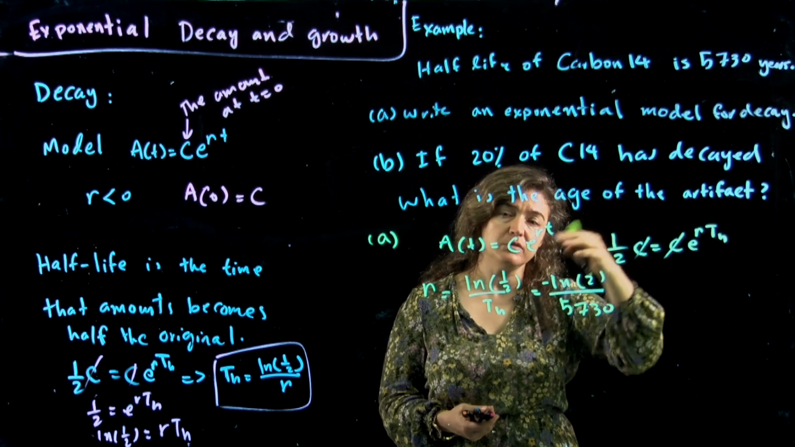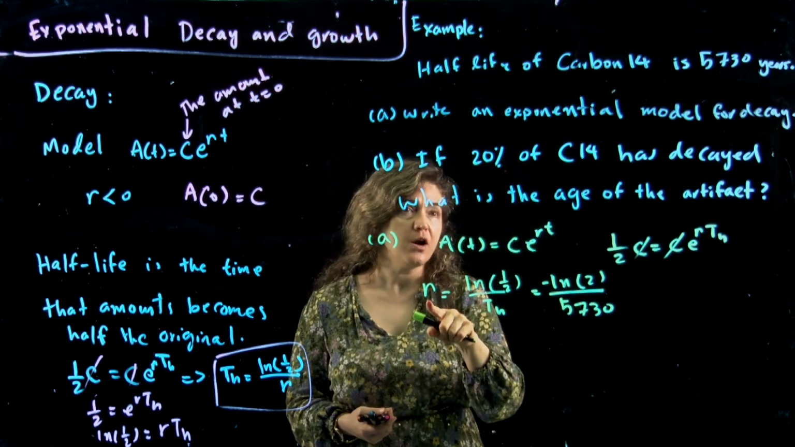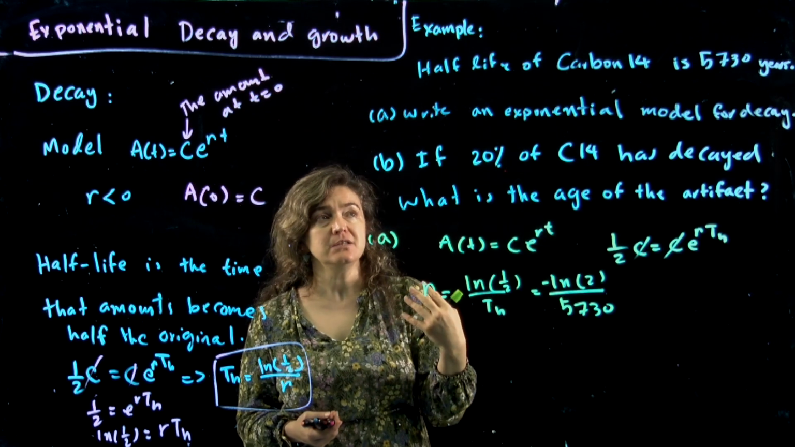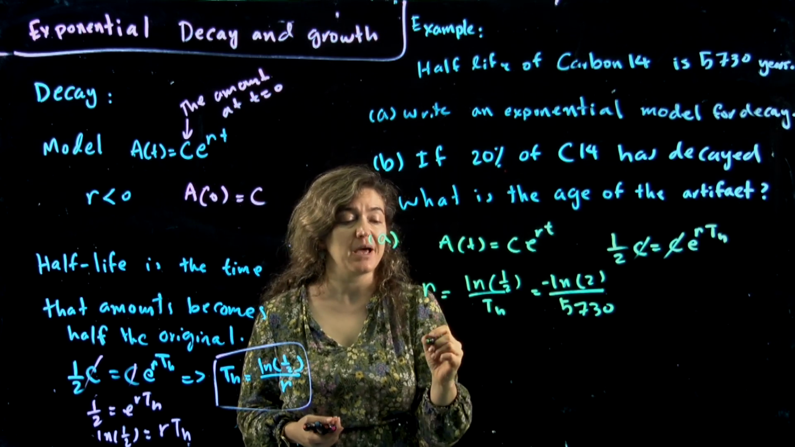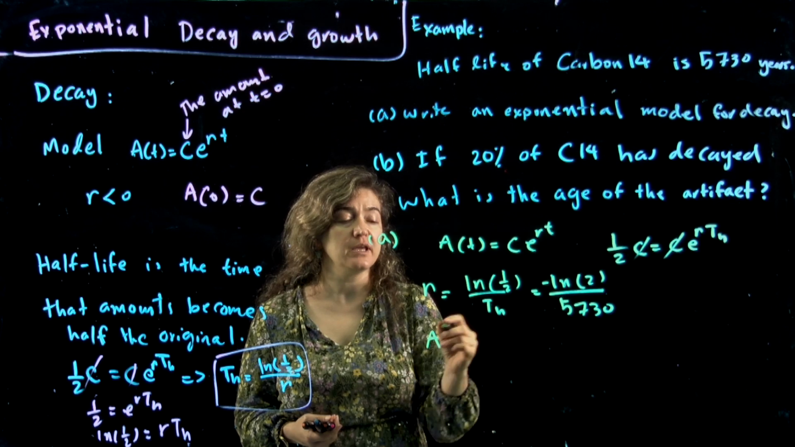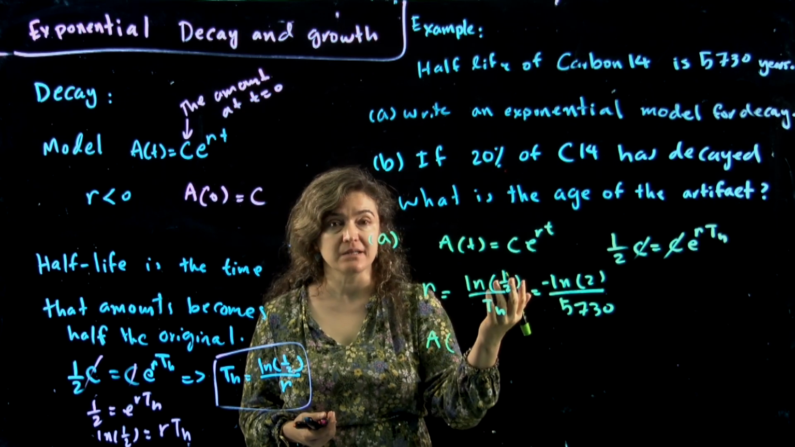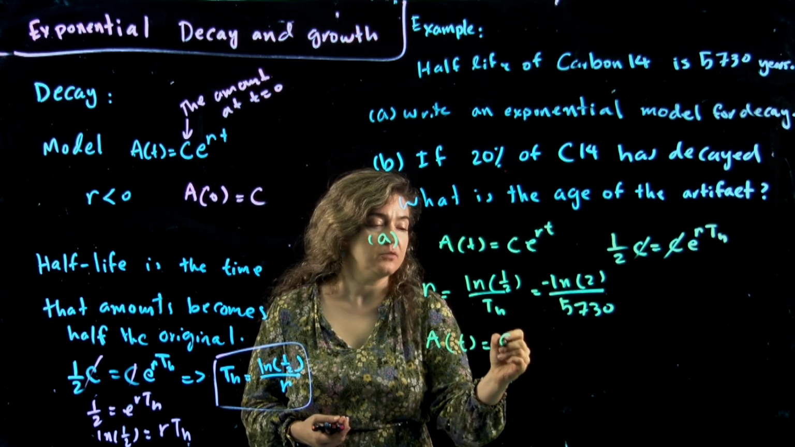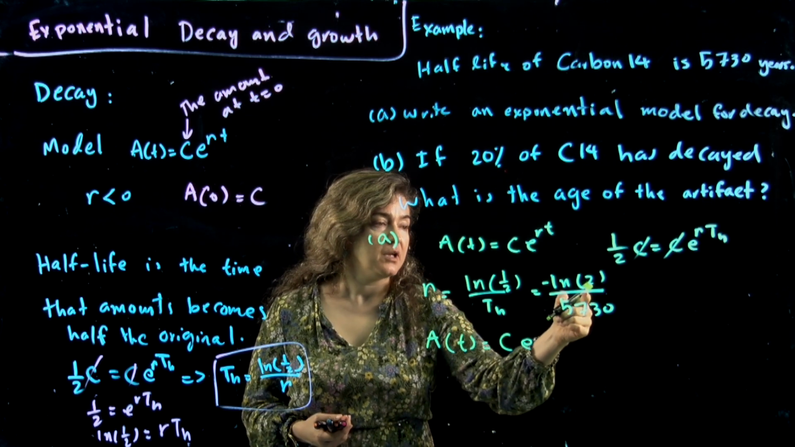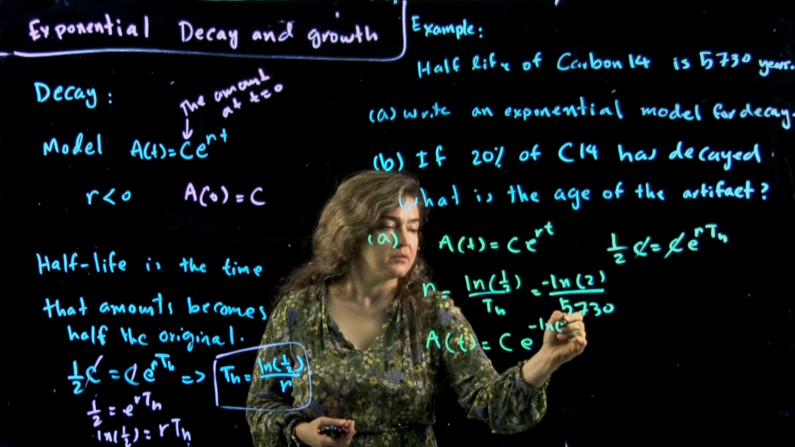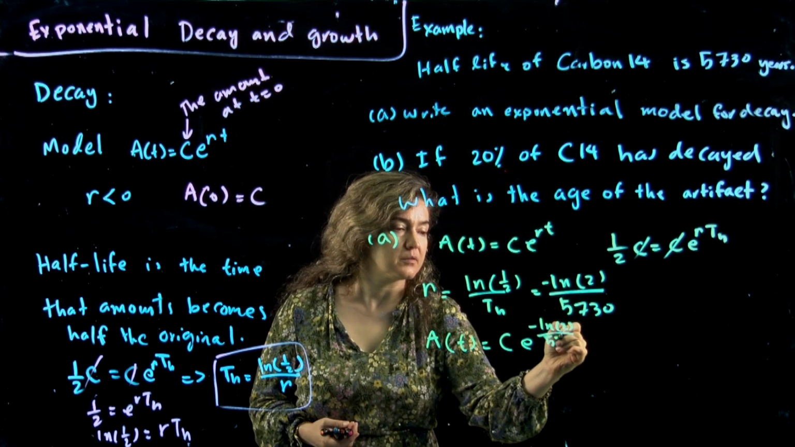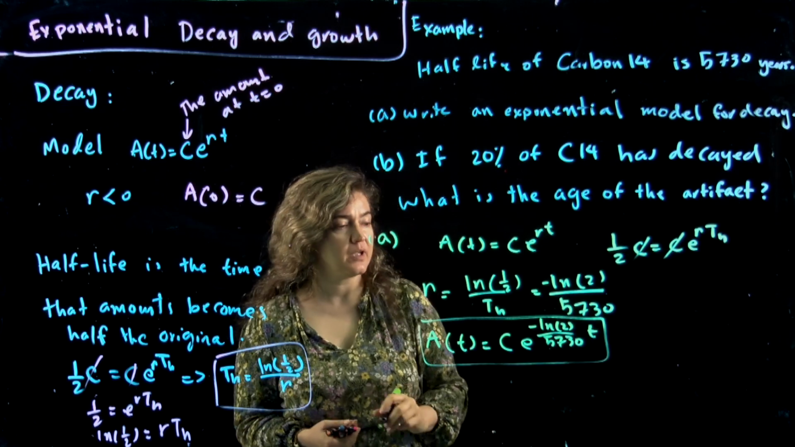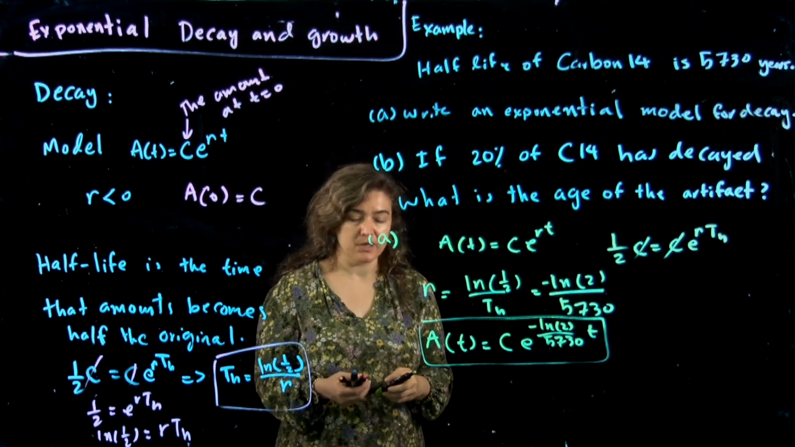For a model, we only know r. I don't know what the original amount is. All I need to know is the percentage that decay is happening. So I'm going to write A of t equal to c e to the power of that r, times t. Okay, so this is the model, part A.